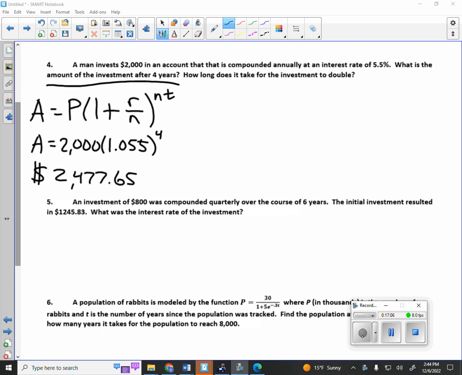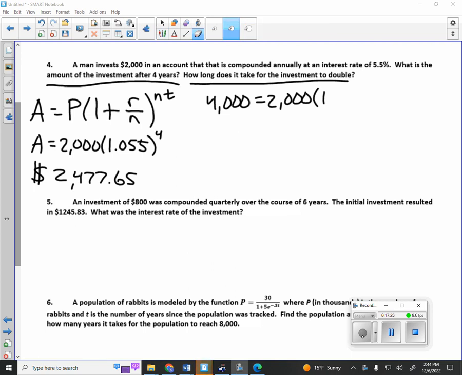Let's go to the one that's a little bit more complicated. It says, how long does it take for the investment to double? Well, what would be double? 4,000. 4,000 is equal to 2,000 times 1.055 to the t. N is just 1, so I don't have 2t here or something like that. I just have t. So I need to solve that equation.